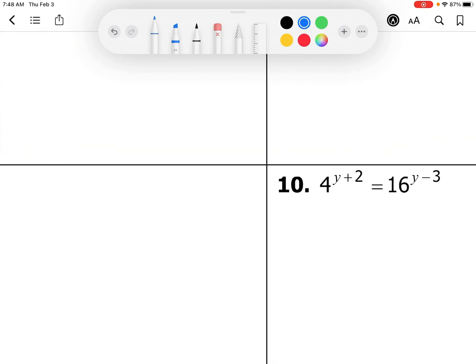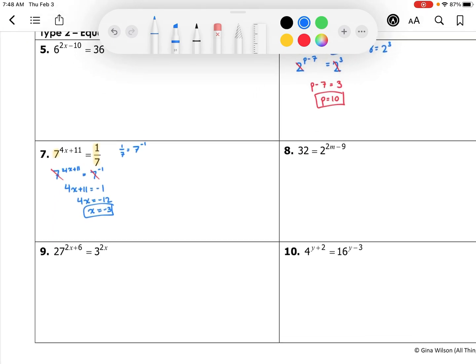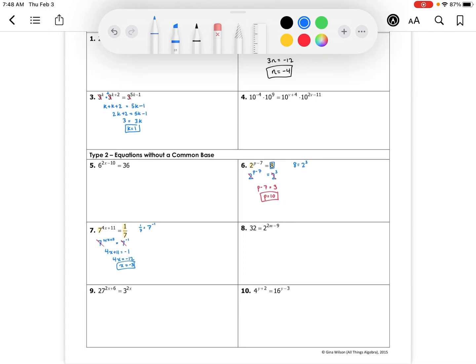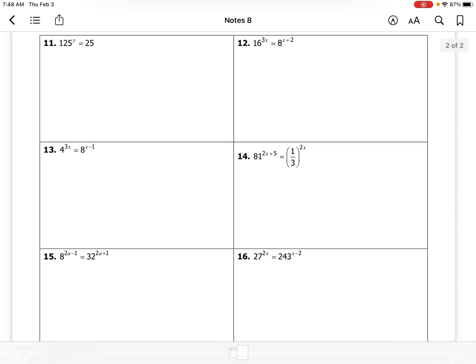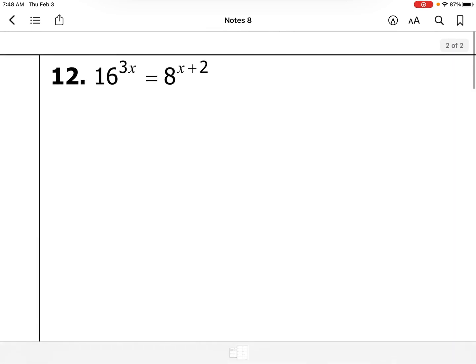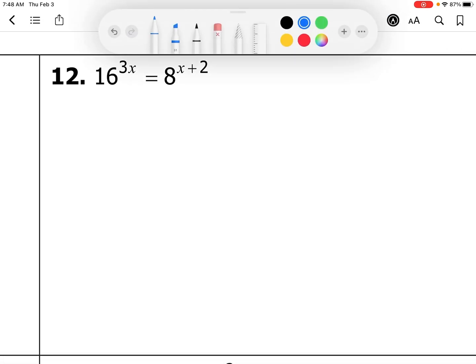Now, what happens if we have to change both of the bases? Let's look at maybe the next page. Okay, looking at number 12. Now, our bases are different, the 16 and the 8, but there's nothing I can do to change 8 into 16 or 16 into 8, so I'm going to change both of the bases to a common base. I'm going to change 16 to 2 to the 4th, and I'm going to change 8 to 2 to the 3rd. Doing that will look like this.